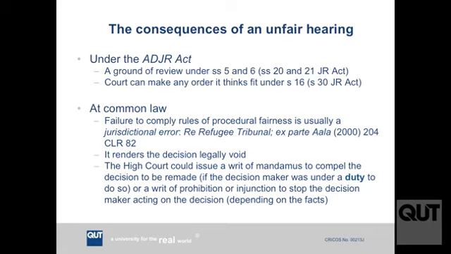So this brings us to the end of the materials on natural justice and procedural fairness. Let's look at a revision question on bias before we finish.